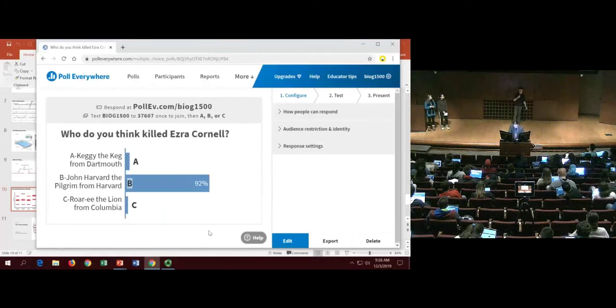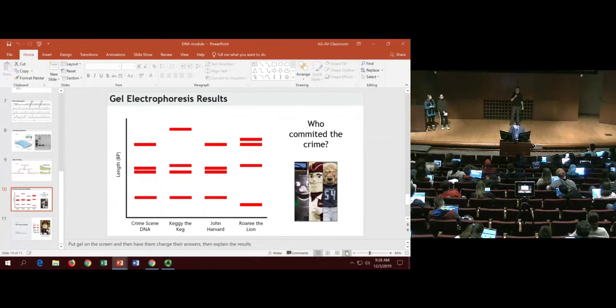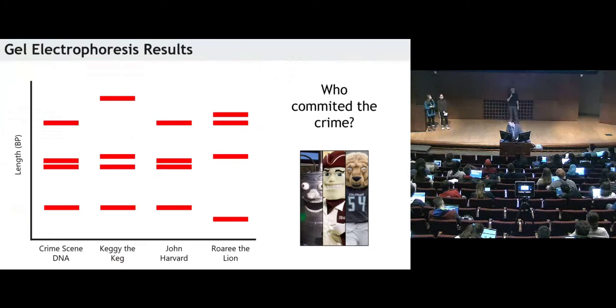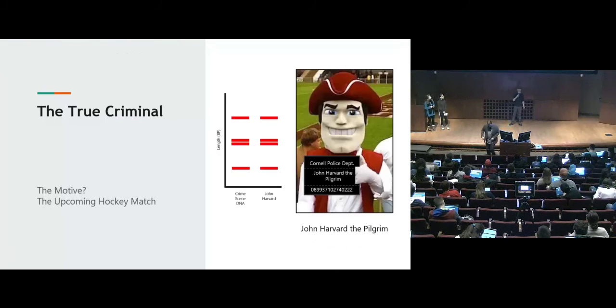There's a consensus. It was found that the true criminal was John Harvard the Pilgrim from Harvard University. As we can see, the DNA bands on the gel electrophoresis for his DNA perfectly match the DNA that was found at the crime scene.